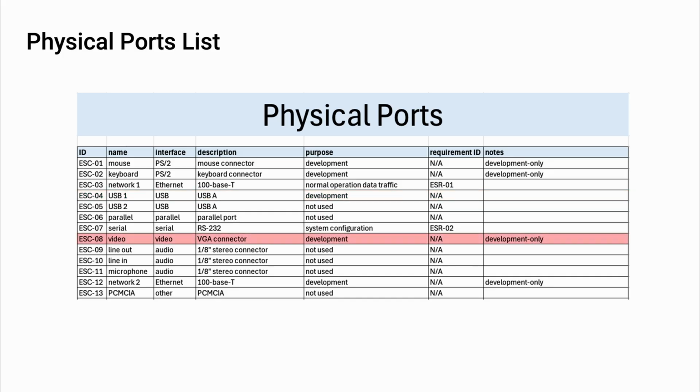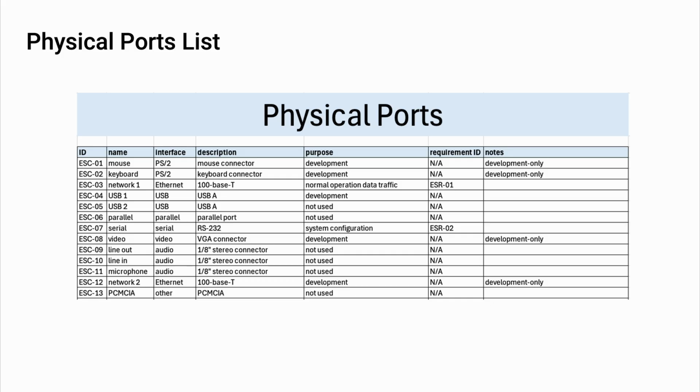We have ESC8, our VGA connector, which is probably a display to go along with the keyboard and mouse when we're doing development. And we have ESC12, which is our second Ethernet interface. When we're looking at things which are development only or for development and diagnostics, then we should come back to them when we're doing the attack surface analysis review.